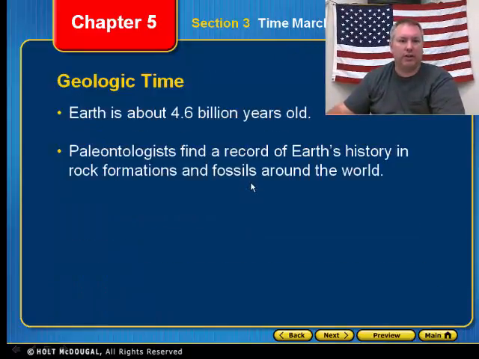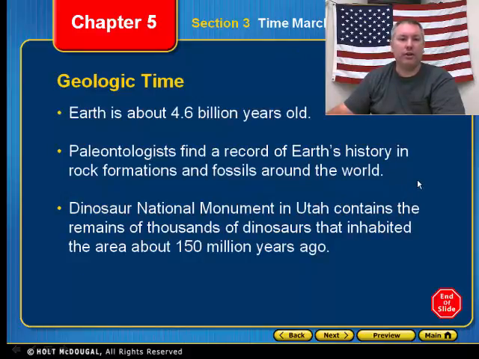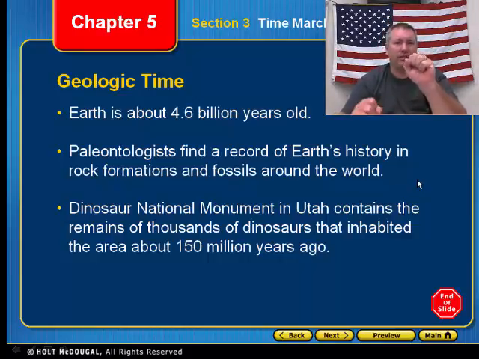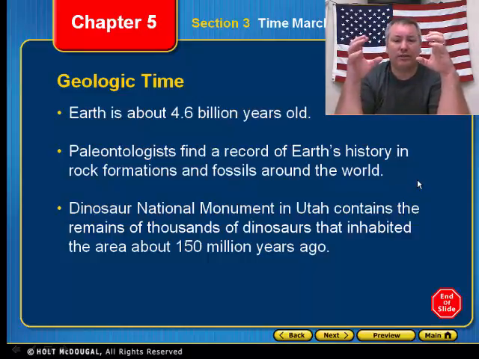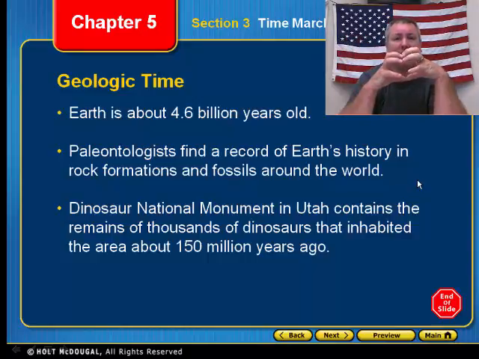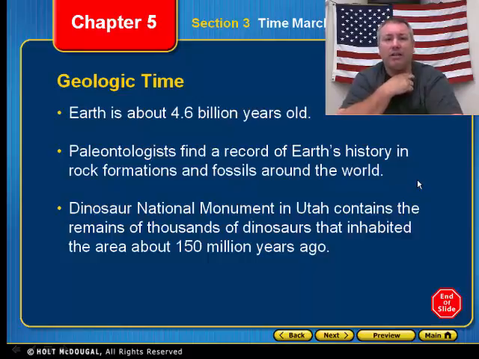The Earth is 4.6 billion years old, ladies and gentlemen. Paleontologists find a record of Earth's history in rock formations and fossils around the world. That's what we've been talking about this whole chapter, the geologic column, the fossil record. We use those different things together to find out how old the Earth is, and we've discovered that the Earth is approximately 4.6 billion years old.